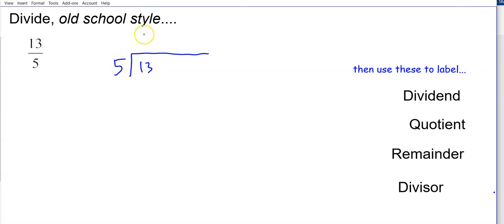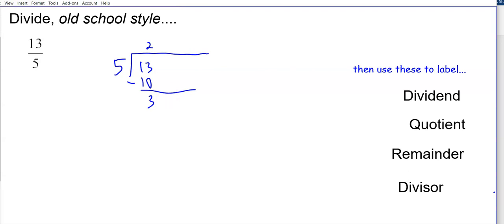5 goes into 13, I guess that'd be 2 full times, so 10. And then if you remember, you always subtract what's in that second row. 13 minus 10 is 3. 5 goes into 3? Well, it doesn't really go into 3. I know we could go on and get a decimal, but we're just going to stop and remember what some of these terms are called.